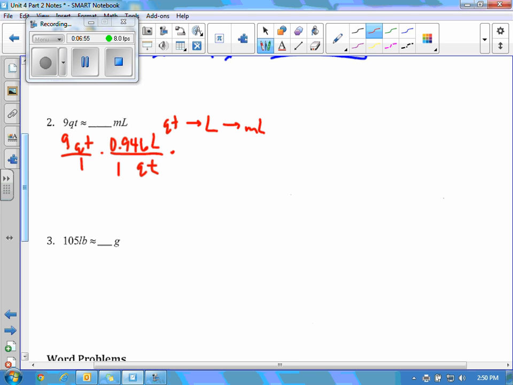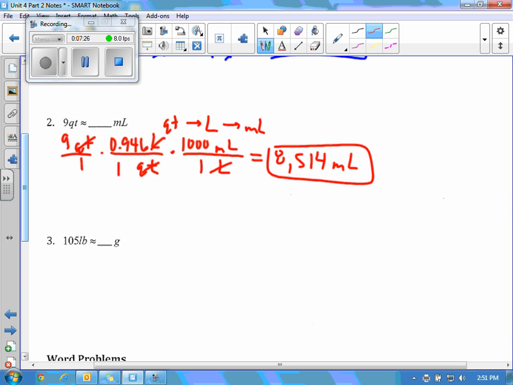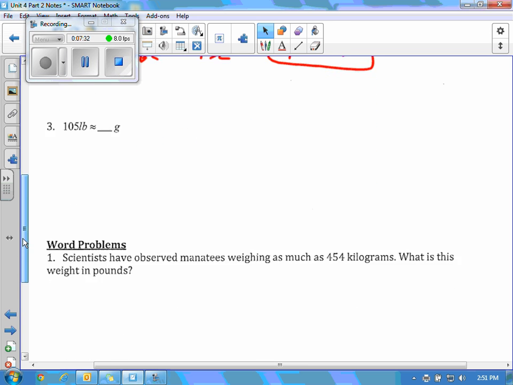And then I know that I can go from liters to milliliters. So liters was on the top of the second one, now it's on the bottom of the third one. 1 liter is 1,000 milliliters. Before I actually multiply, I cancel out quarts and quarts, liters and liters. When I multiply across the top and round, I wind up with 8,514. Sorry about that. 8,514 milliliters. Again, I'm rounding to the nearest one. All right, all of you guys go ahead and try number 3.